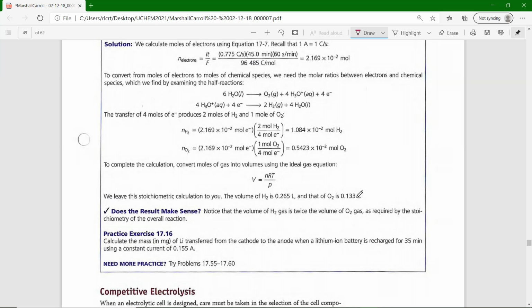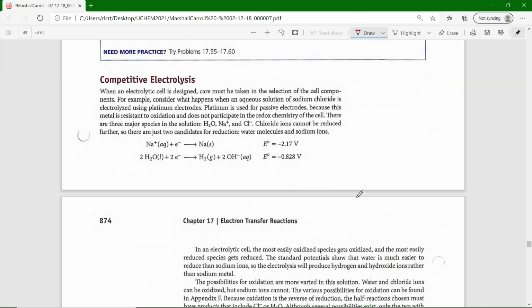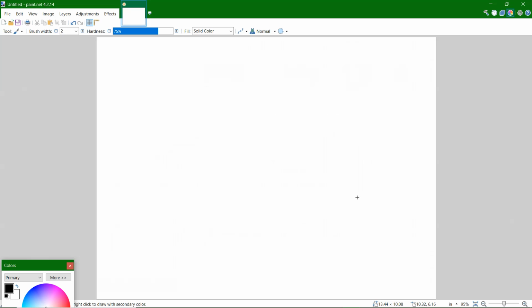Okay, so I'm going to show you a different example of this, which I think is more common. Let's say I'm going to call this cathodic reduction. I'm just going to make one up off the top of my head.